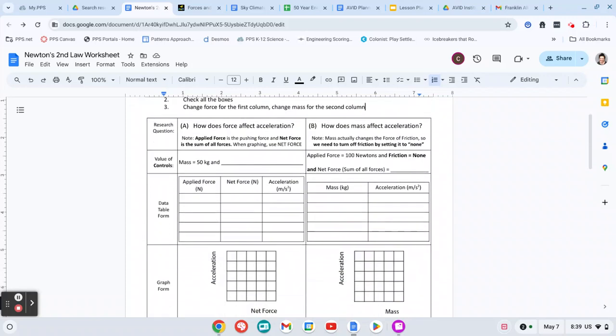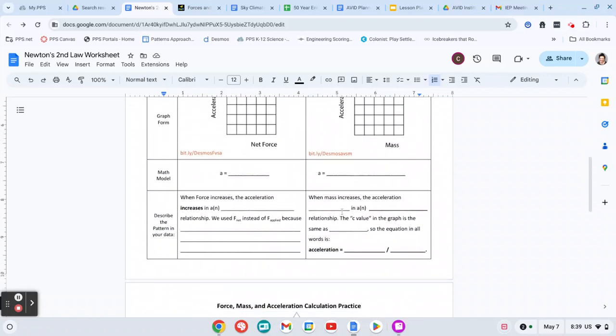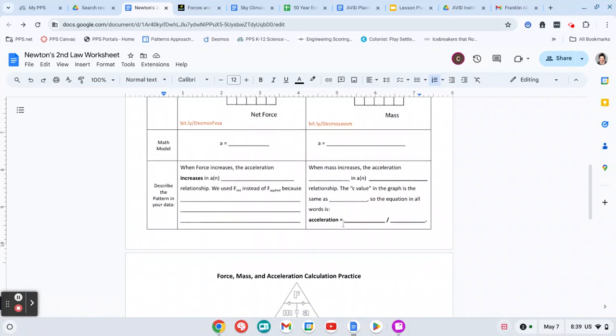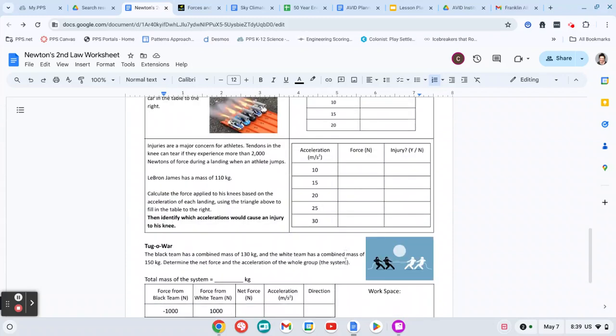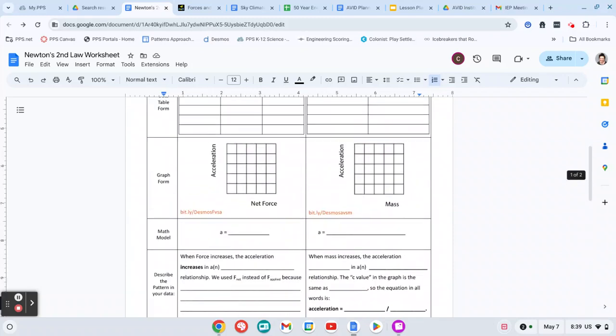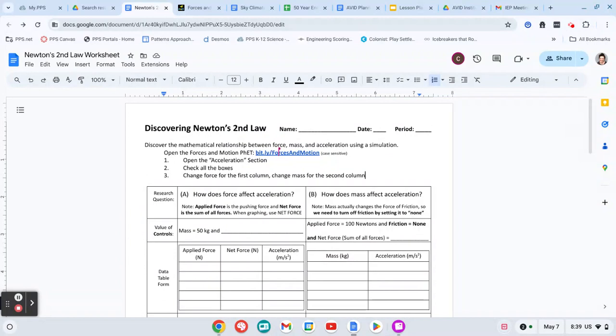Once you have those two together, you'll have a pretty good idea about how to manipulate these three variables and be able to rearrange them for these different story problems here. So let's go ahead and get started.